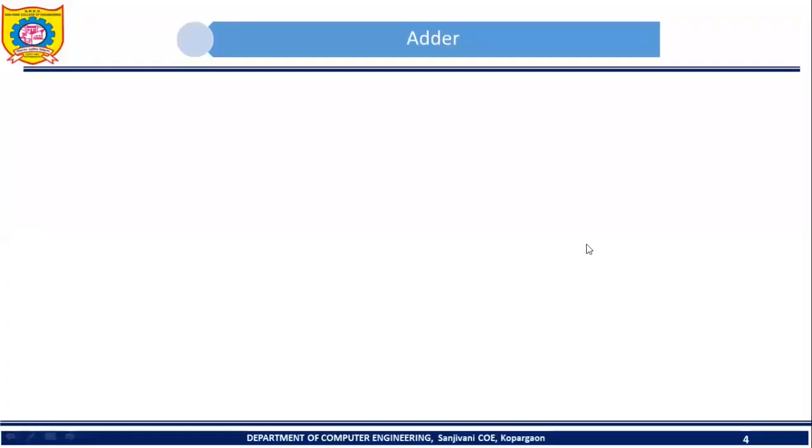The objective of this lecture is to understand design of adder. In this lecture, we are going to see design of two adders. One is half adder and second one is full adder. So let's start. What is adder?